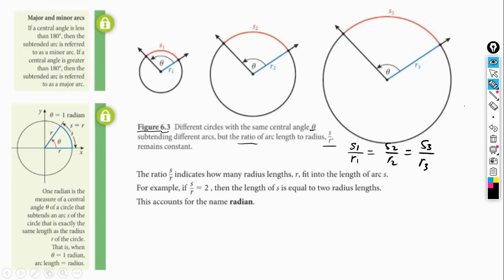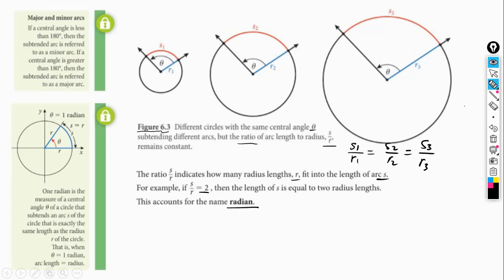The ratio S over R indicates how many radius lengths R fit into the length of arc S. For example, if S over R equals 2, then the length of S is equal to 2 radius lengths. This accounts for the name radian. So this would be 2 radians.